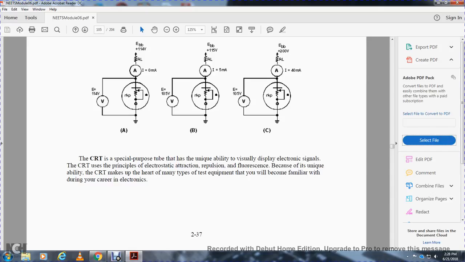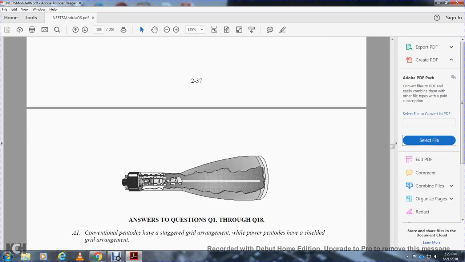The cathode ray tube is a special tube that has the unique ability to visually display electronic signals. The cathode ray tube operates on the principles of electrostatic attraction, repulsion, and fluorescence. Because of this unique ability, the cathode ray tube is used with many types of test equipment. You will become familiar with it during your career in electronics. Answers. That completes the Chapter 2 summary.